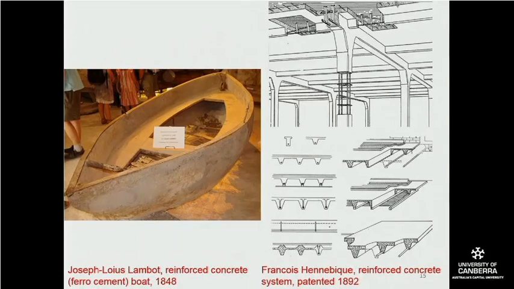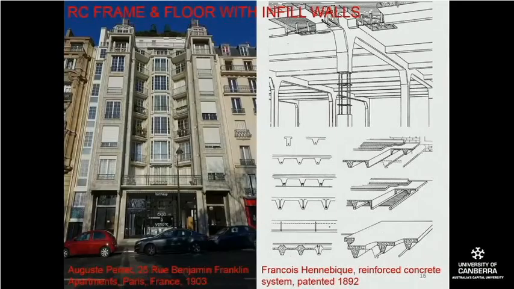Now, one of the early modern architects to use Hennebique's system was Auguste Perret, with his 25 Rue Benjamin Franklin apartments in Paris, which employs a reinforced concrete frame.